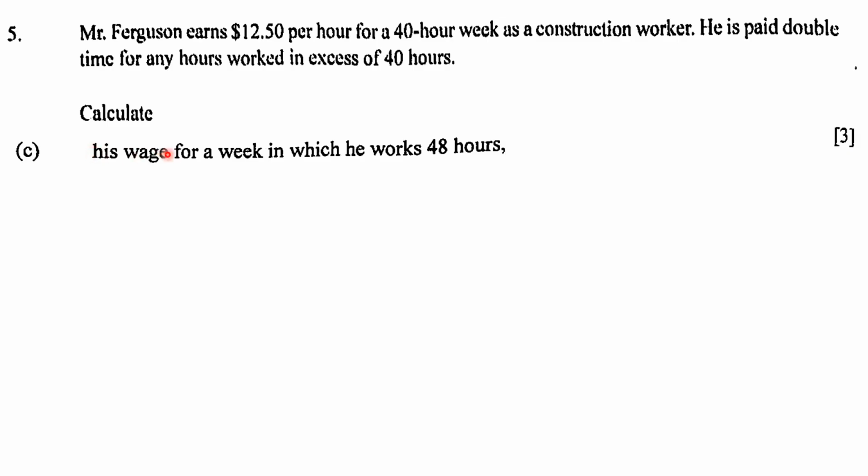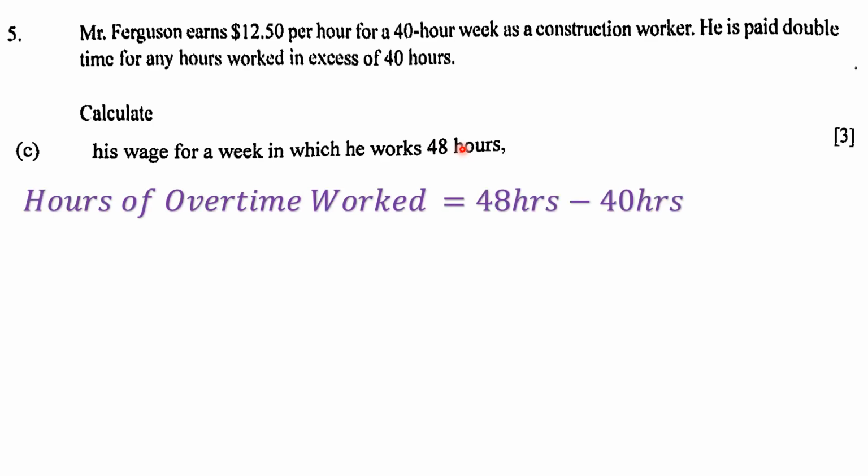Here, we want to calculate his wage for a week in which he works 48 hours. Well, with 48 hours, we have to figure out how many hours he worked in a normal week, and then how many hours he worked for overtime. So how many hours of overtime did he work? Hours of overtime worked is going to be 48 hours minus 40, because he normally works 40 hours. And 48 hours minus 40 is going to be 8 hours. What that 8 hours represents is the amount of overtime hours that he worked. Okay. So we know how many overtime hours he worked.